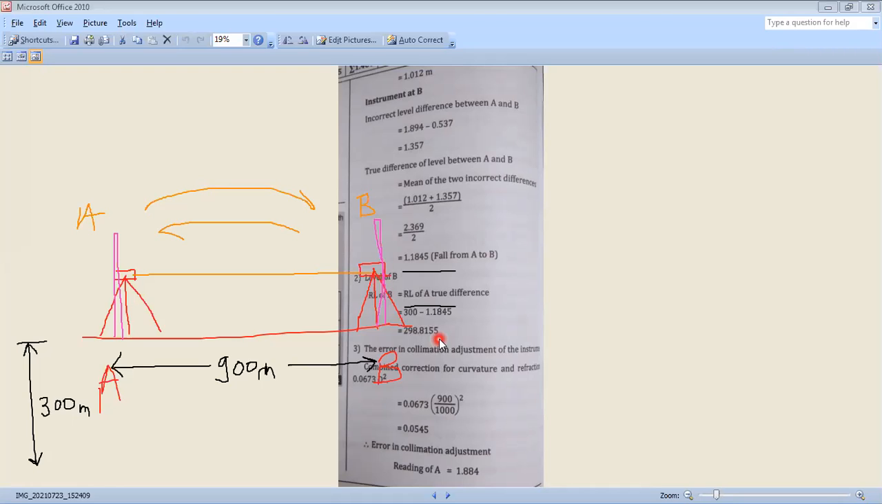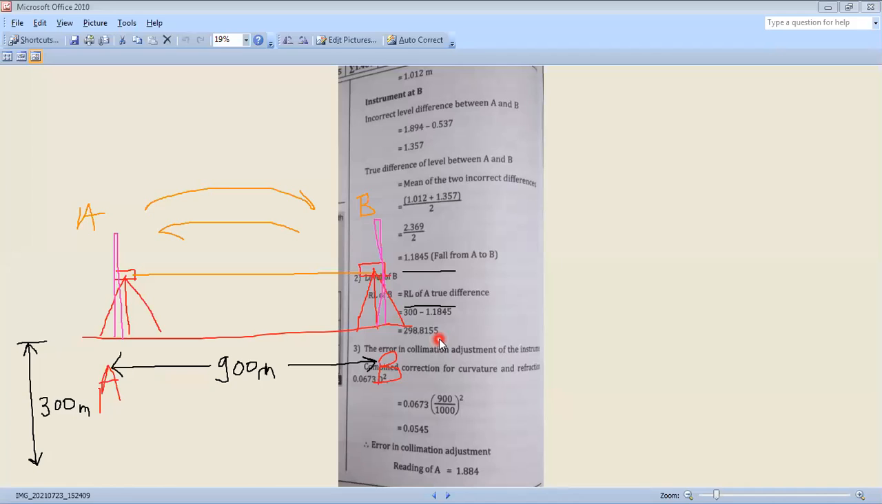Now you will use one formula to calculate the error of curvature and refraction, and that formula is 0.0673 multiplied by the square of the distance in kilometer. The distance between point A and B is 900 meter. As the distance increases, your error also increases. It is directly proportional to the square of the distance between two station points. As your distance increases, the curvature and refraction increase, so you will get more difference in the reading, meaning more error in the reading.